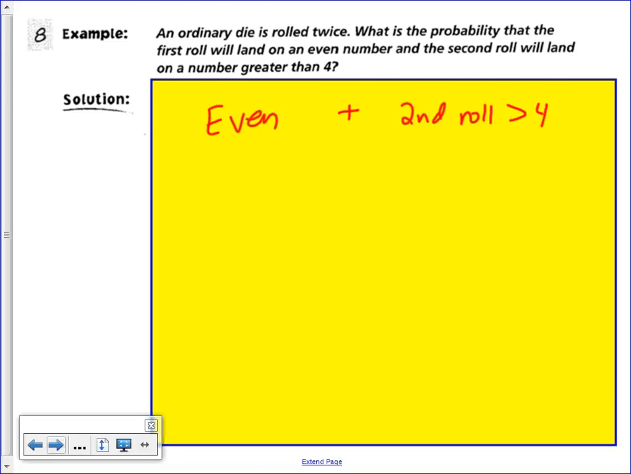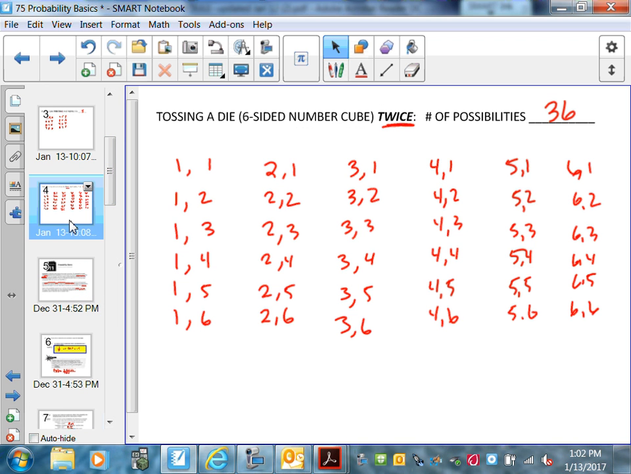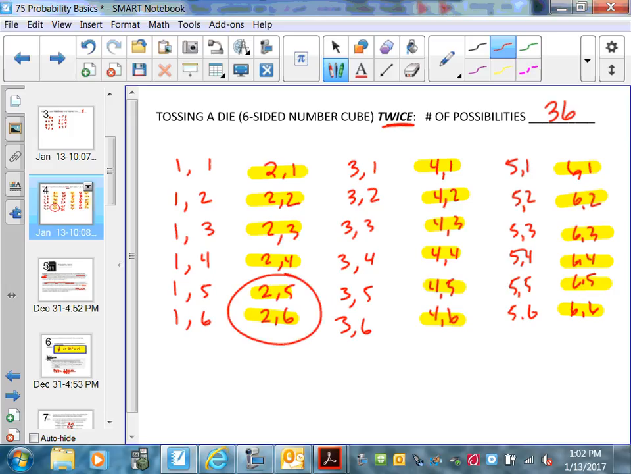Let's take a look at them. There is another way to do it, and I'll show it to you. So you want the first roll to be even. Let me use a highlighter. Let's count: 1, 2, 3, 4, 5, 6, 7, 8, 9, 10, 11, 12, 13, 14, 15, 16, 17, 18. Those are all the ones where the first roll is even. And the second roll is bigger than 4, so we have to cut out all of these. It's only these 2, these 2, and these 2.